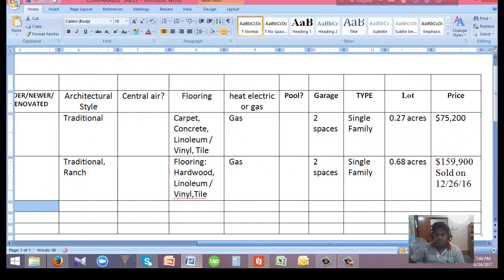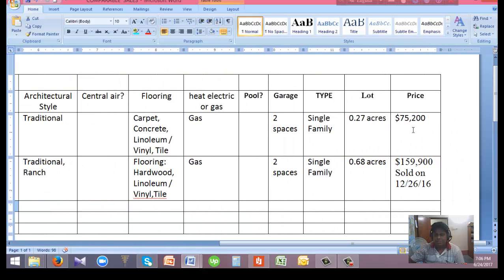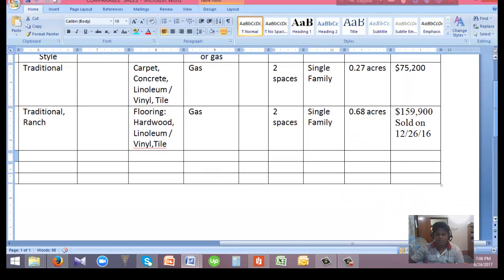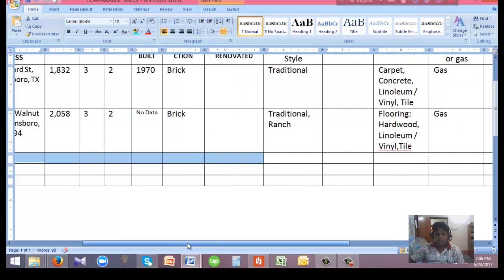That means this subject property is $70,000, and this sold property is $159,000. There is a lot of possibility of making a profit if we bid on this property. This is one way to get the value of our subject property. And next comes the after repair value.